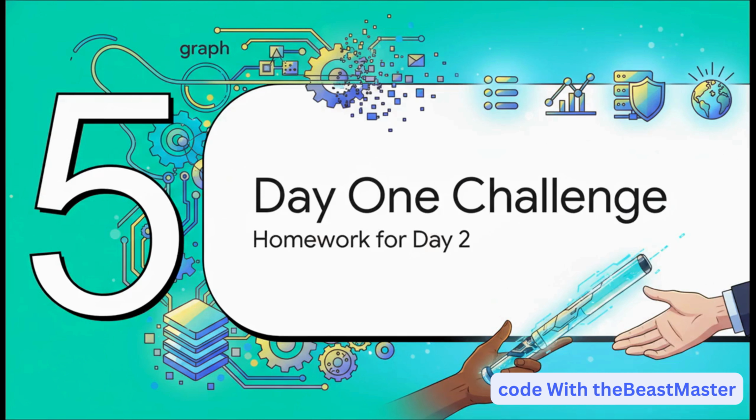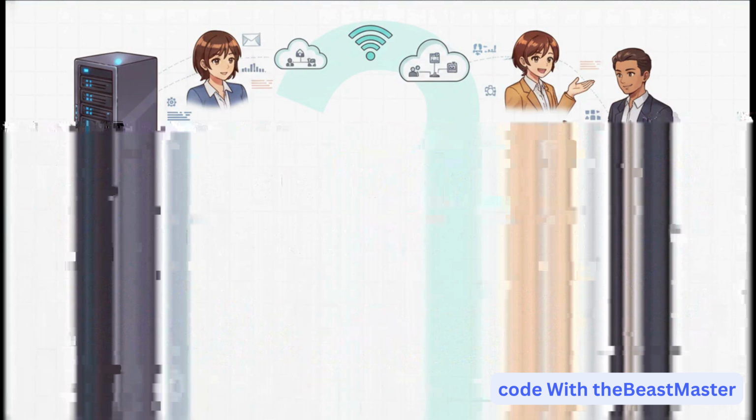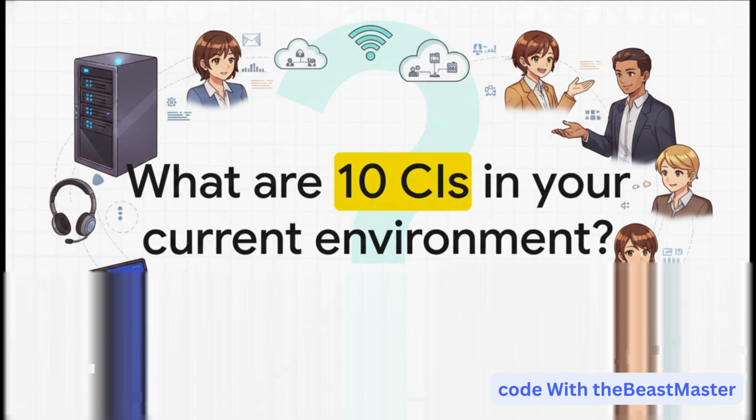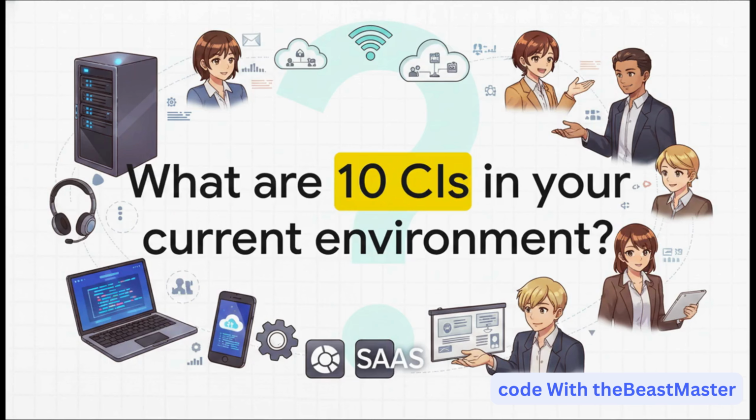Your day one challenge. You've covered some incredible ground today in this explainer, from flat lists to dynamic graphs, busting myths, and fighting digital fires. Now I want to challenge you to turn this passive learning into active application. Look at your own current work environment, or an environment you are targeting, and mentally list out 10 configuration items right now. Remember, it can be hardware, software, services, or even people.